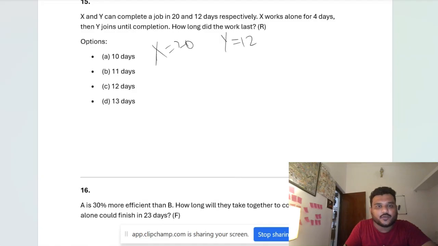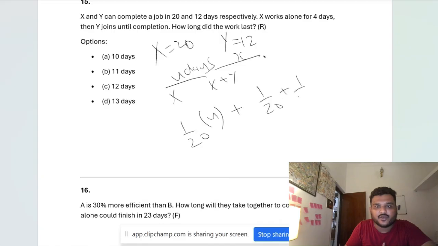X works alone for 4 days, then Y joins. So for 4 days X works alone, and then Y joins until completion. Let's say it takes X days, and the work got over. So how long did the work last? Again, X works 1 by 20 in one day. In 4 days, it would have worked like this, and together they do this much work in a day, and they work for X days, and the work got complete.